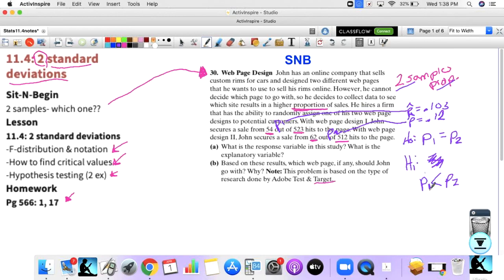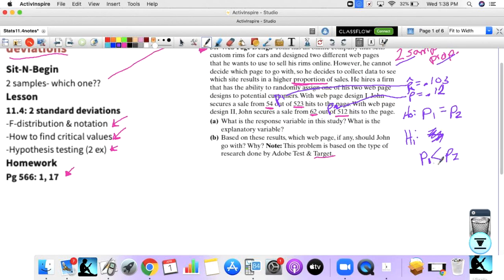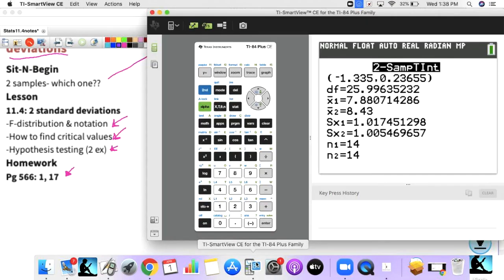If that's tricky to you folks, I can try to explain it again during office hours, but you'll see when we get to the calculator. I'll make sure to point it out to you. So I'm going to test these using, this is my x1, this is my n1, this is my x2, this is my n2. So we're going to go over to our graphing calculator now.